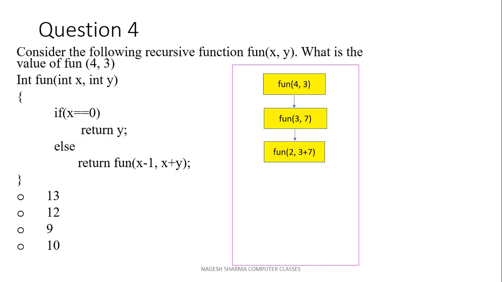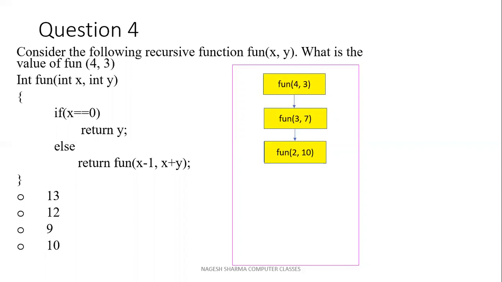So fun(x minus 1, x plus y): that is fun(3 minus 1 = 2, and x plus y is 3 plus 7), these will be the parameters during these calls. So that is equivalent to fun(2, 10). Now we will make a call for fun(2, 10). Again, you can say x will be 2 here and y will be 10 here.